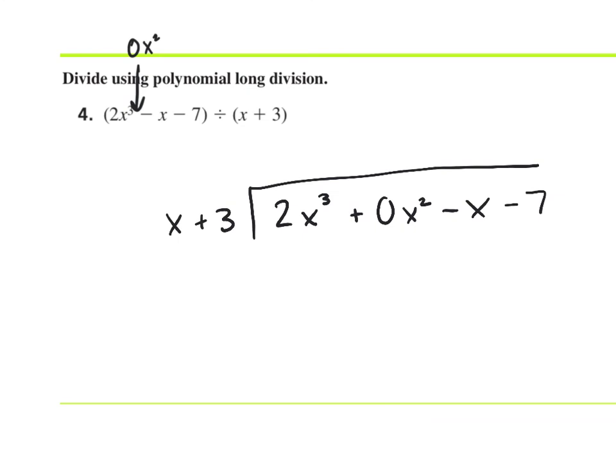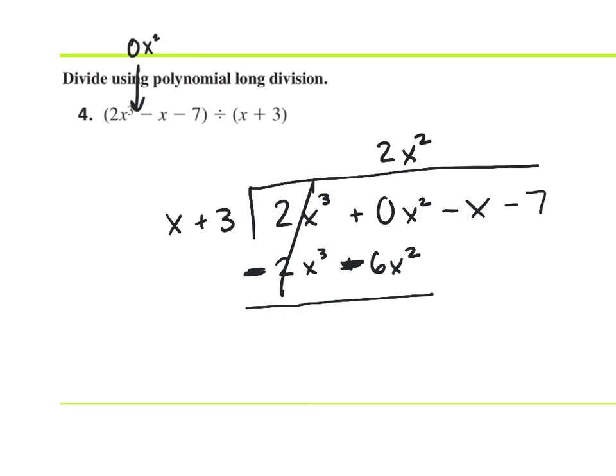So what can we multiply by x to get 2x cubed? 2x squared. So we're going to put that over our x squared term. Now we multiply the top with the front. 2x squared times x is 2x cubed. 2x squared times 3, 6x squared. Change the signs. Cancel. What is 0x squared minus 6x squared? Negative 6x squared.